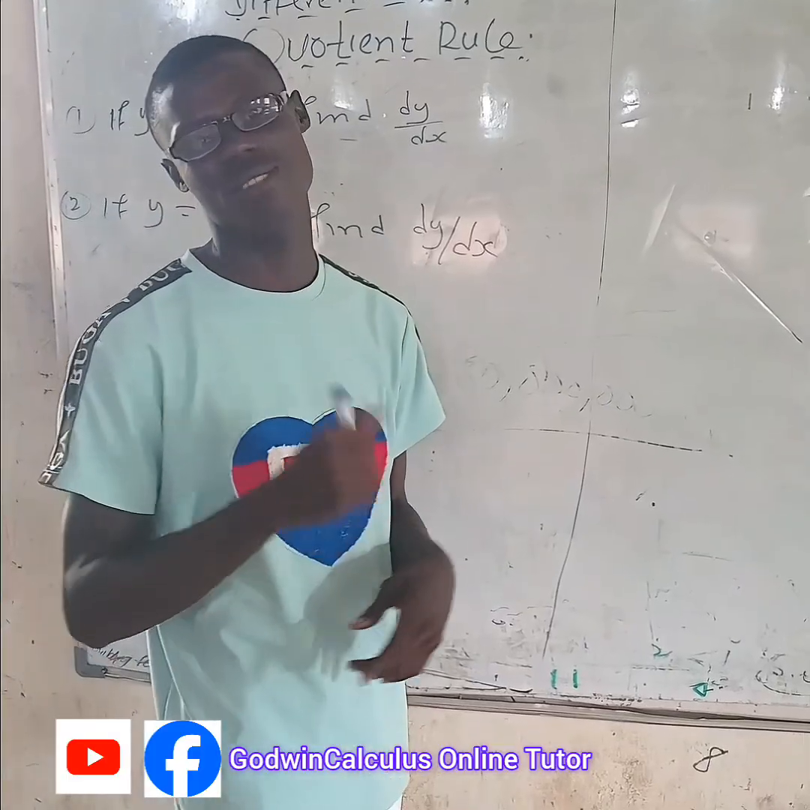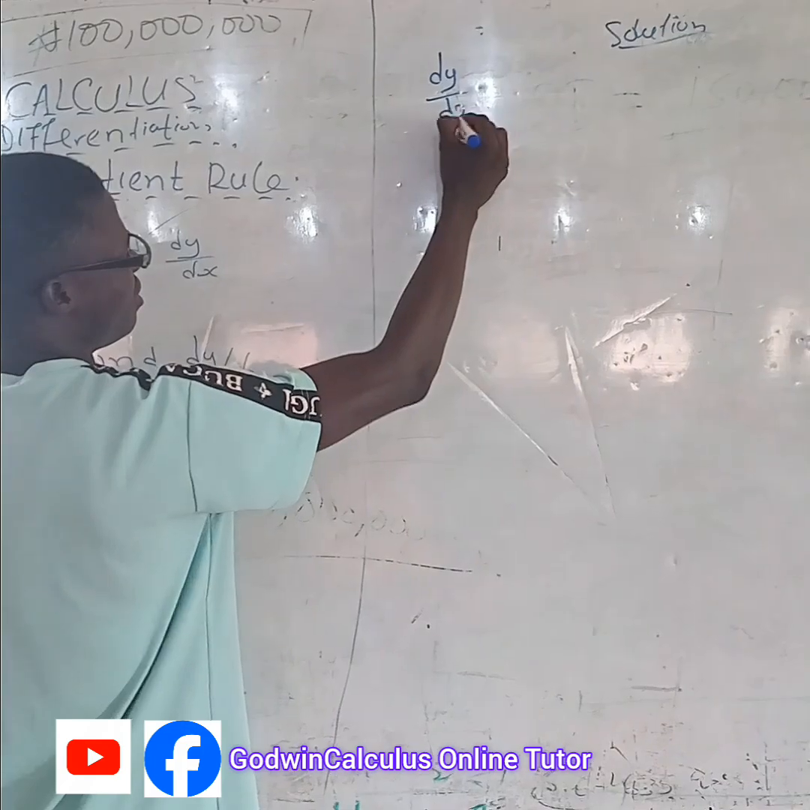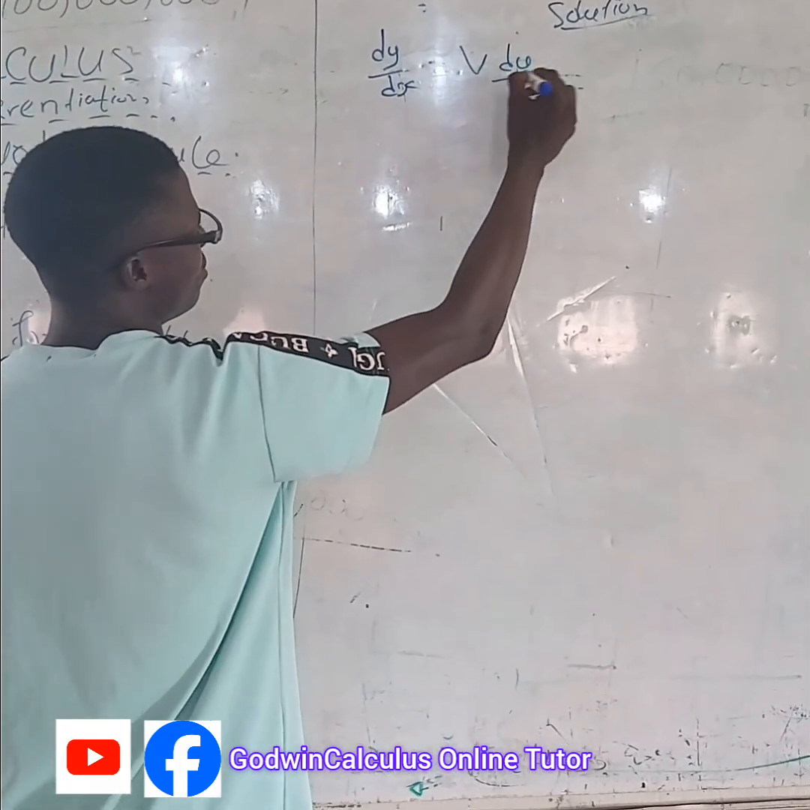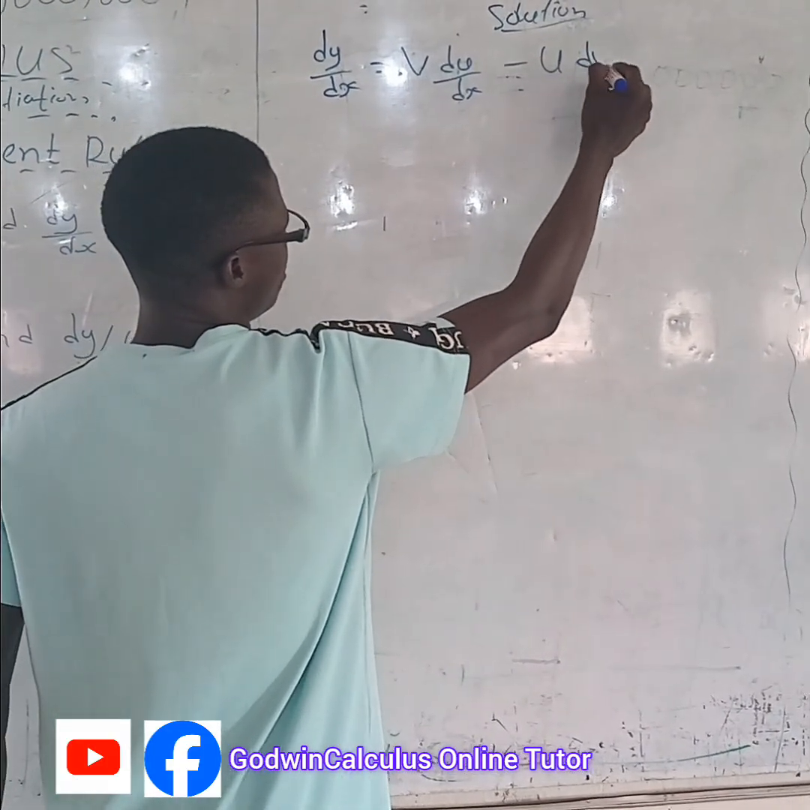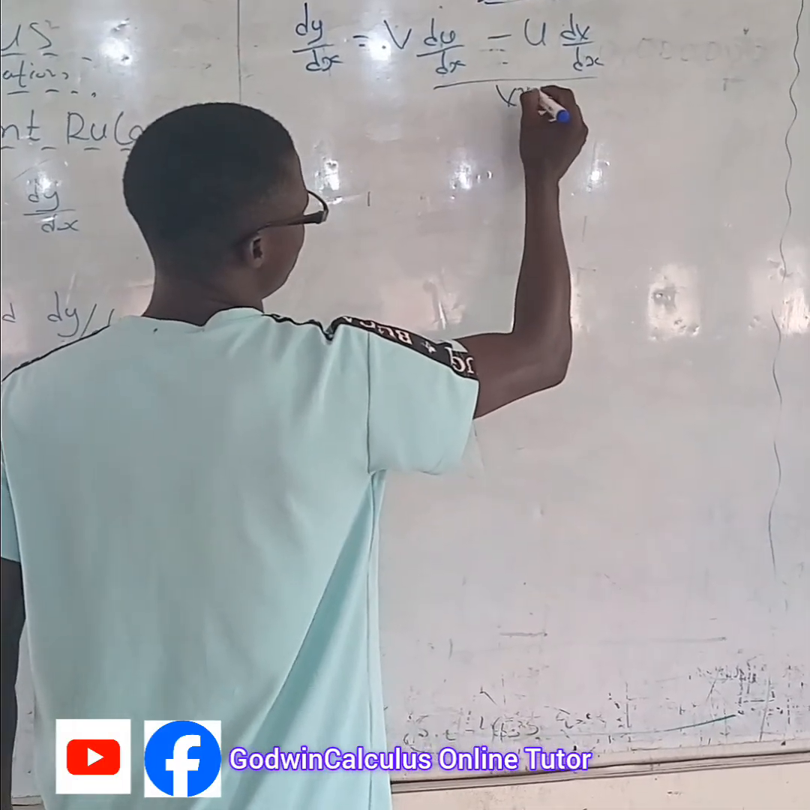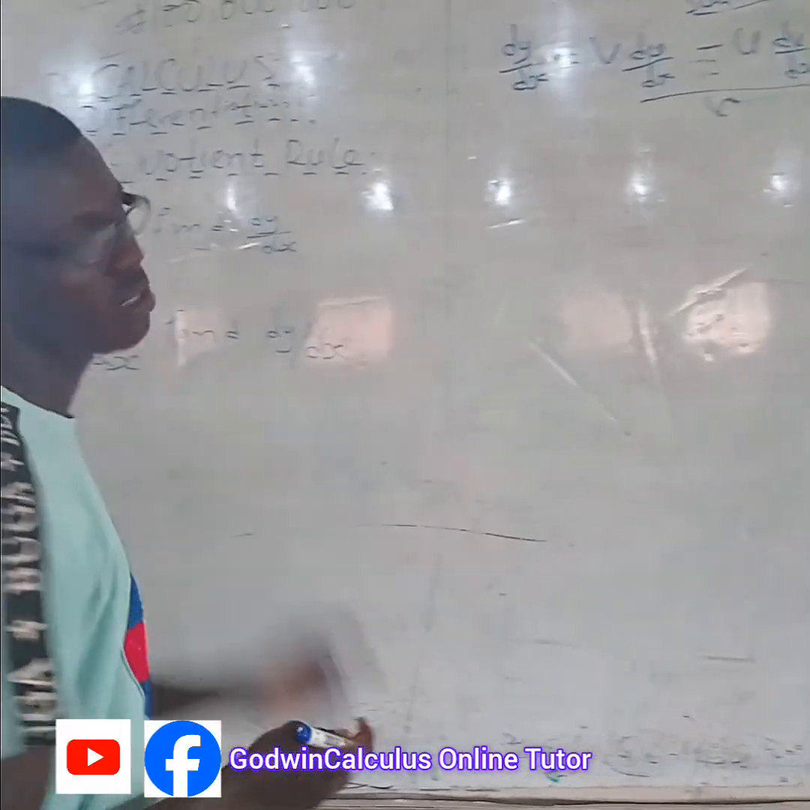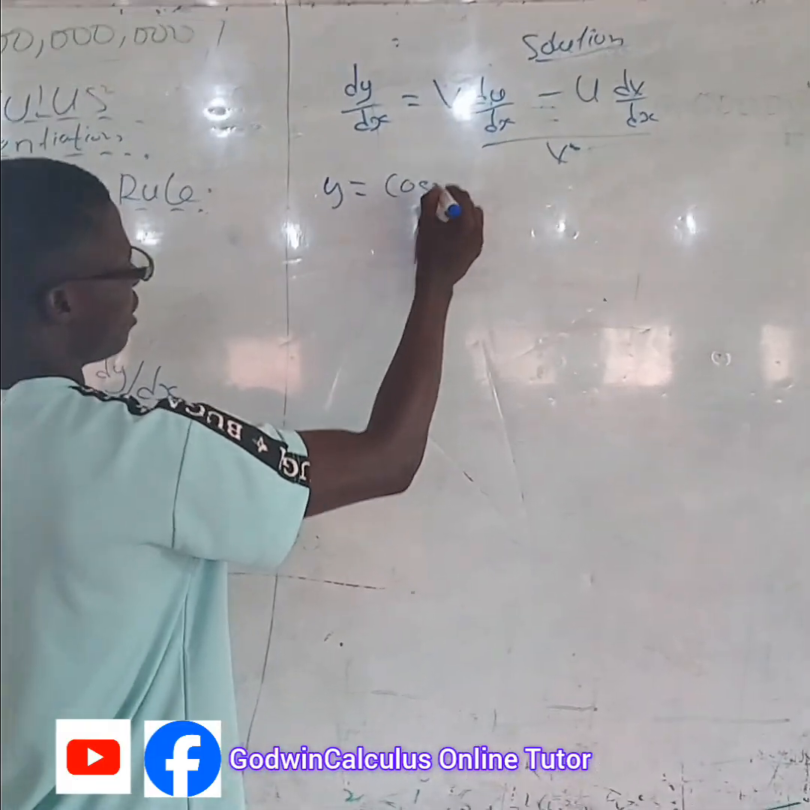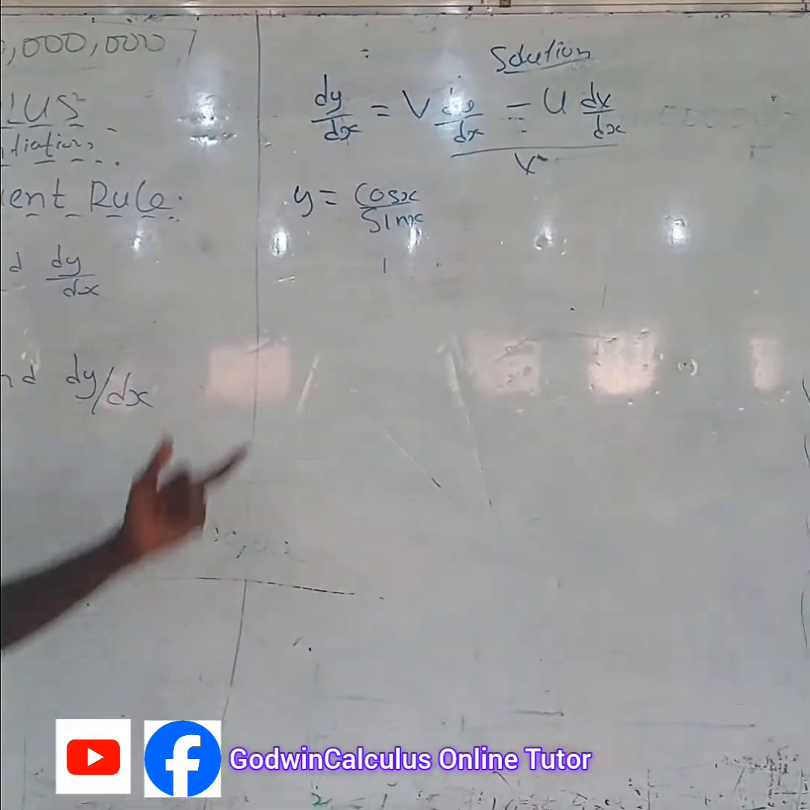And don't forget that the formula for the quotient rule is dy/dx is equal to v du/dx minus u dv/dx, everything divided by v squared. Now, this is the formula I'm going to apply to solve this question. Let's start from question number 1, which is y is equal to cos x all over sin x.